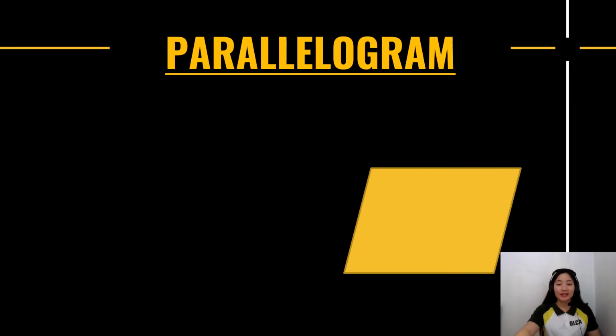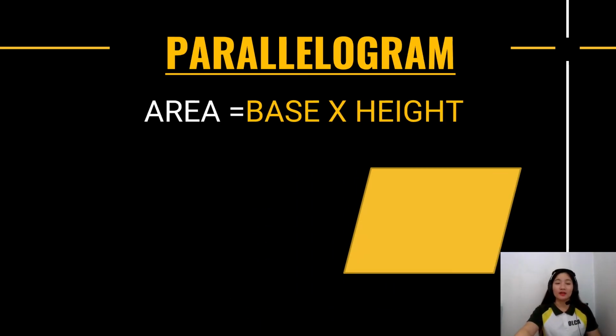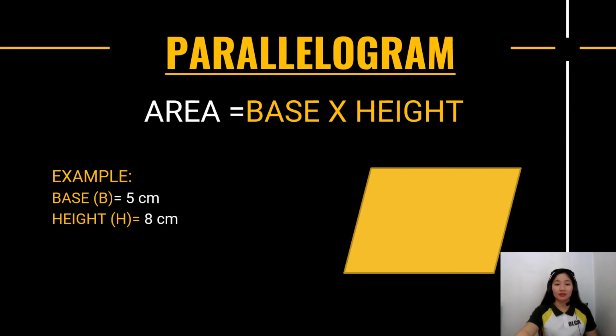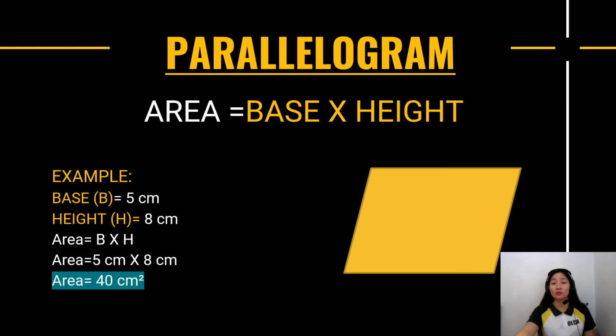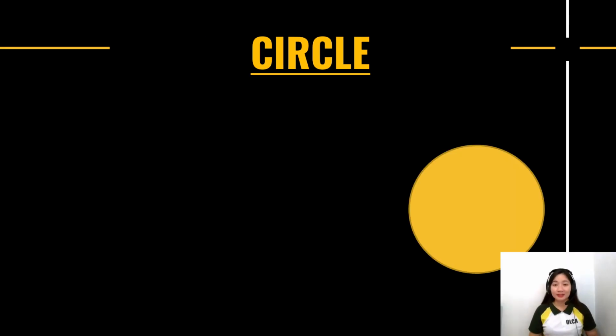The next is the parallelogram. In calculating the area of a parallelogram, we have base times height. For example, the base of this parallelogram is 5 centimeters. The height is 8 centimeters. All you have to do is multiply the base and the height. So area equals base times height. Area equals 5 centimeters times 8 centimeters, and it will give you the area of 40 centimeters squared.